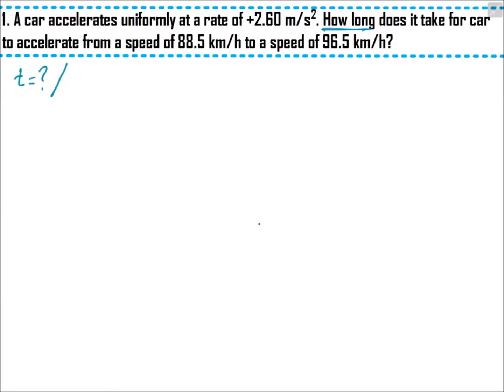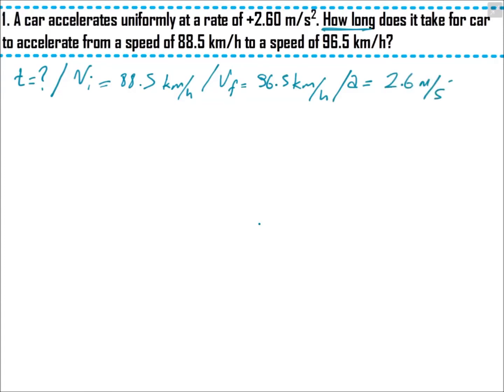Initial velocity which is equals 88.5 km per hour. And final velocity which is 96.5 km per hour. And the acceleration also given which is plus 2.6 meter per second square. Acceleration is meter per second square and the velocity is kilometer per hour, so I have to convert kilometer per hour into meter per second. I have to do this operation first.